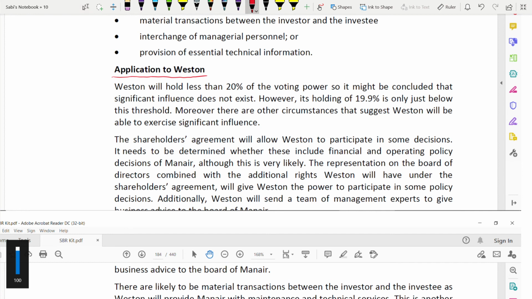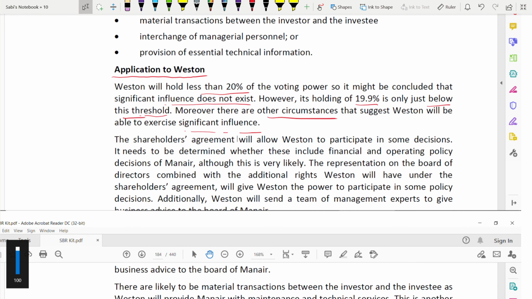Weston will hold less than 20% of the voting power, so it might be concluded that significant influence does not exist. It holds less than 20%, so you can conclude that this does not exist. However, its holding of 19.9% is just below this threshold. Just below. Very small, right? 0.1% only. Moreover, there are other circumstances that suggest Weston will be able to exercise significant influence. There could be other circumstances.